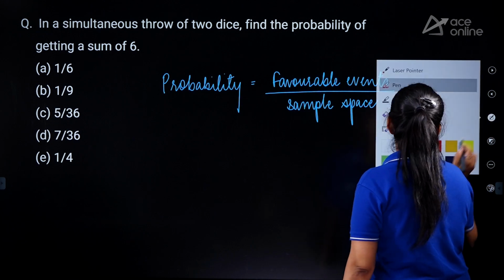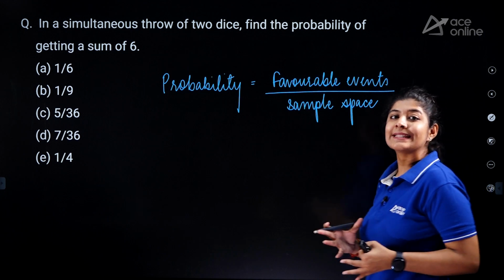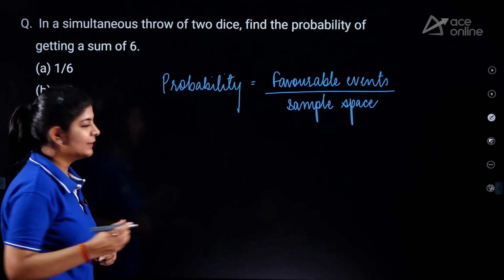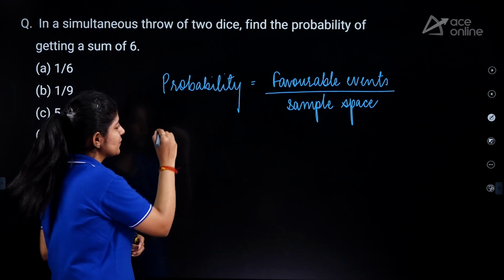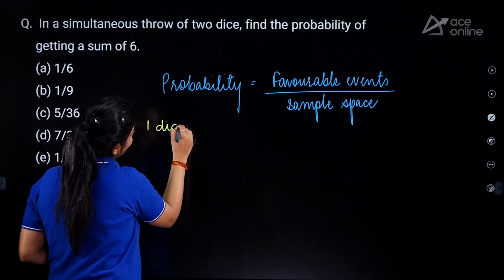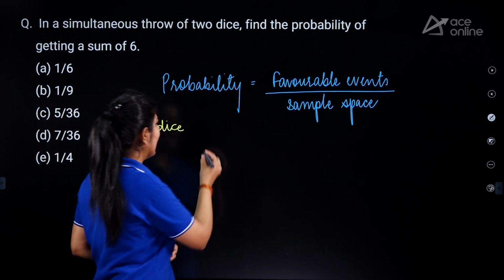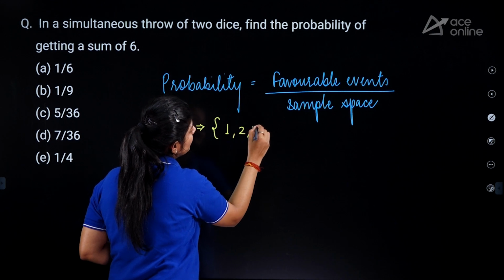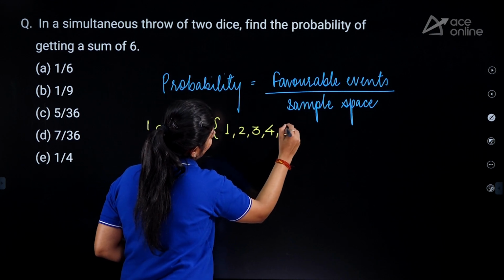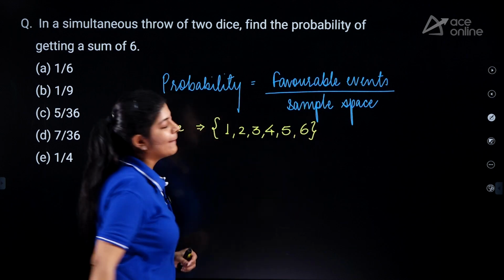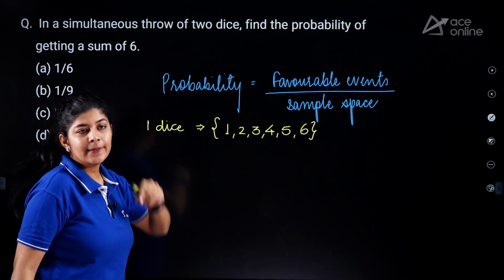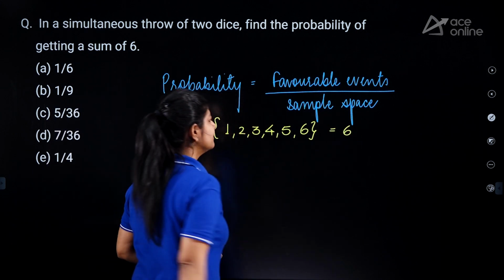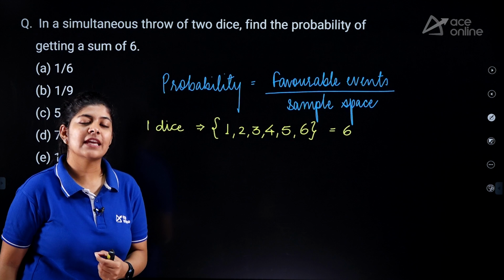Okay. Now, first we have to determine the sample space. We know that whenever we talk about a dice, we are having a sample space. Here I am talking about just one die, right? So the sample space that we are having is 1, 2, 3, 4, 5, 6. This is the sample space we are having. The number of elements that we are having is equal to 6.